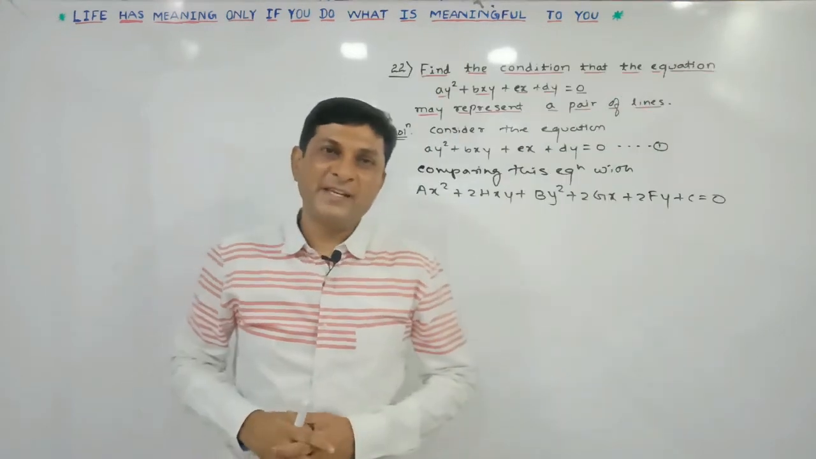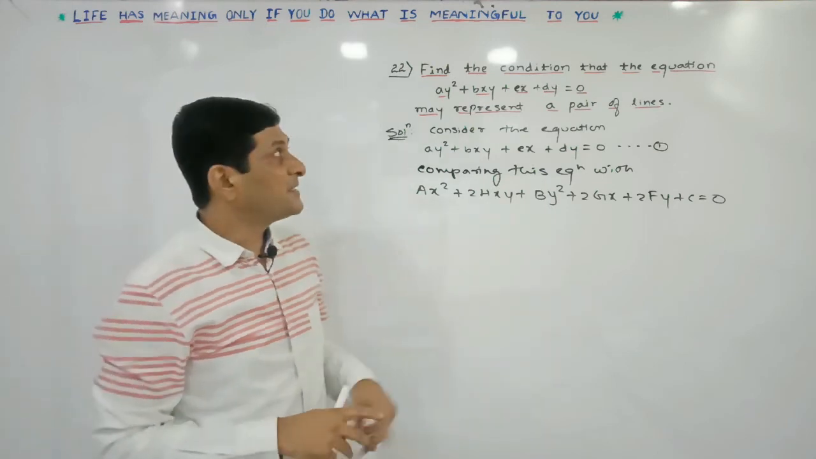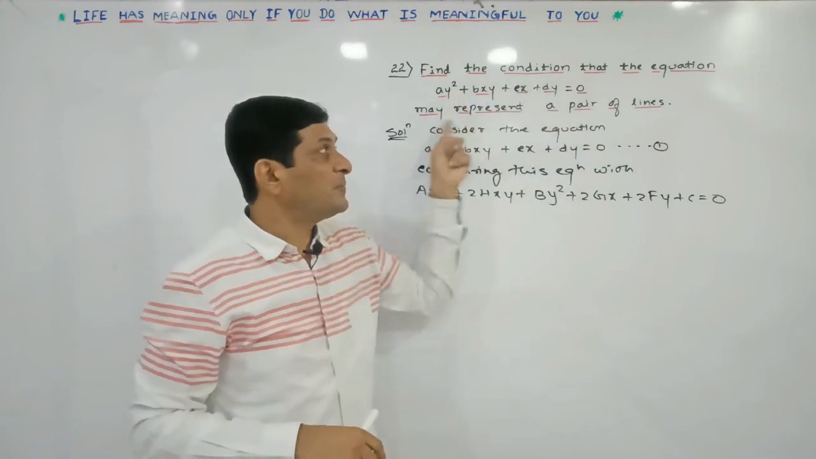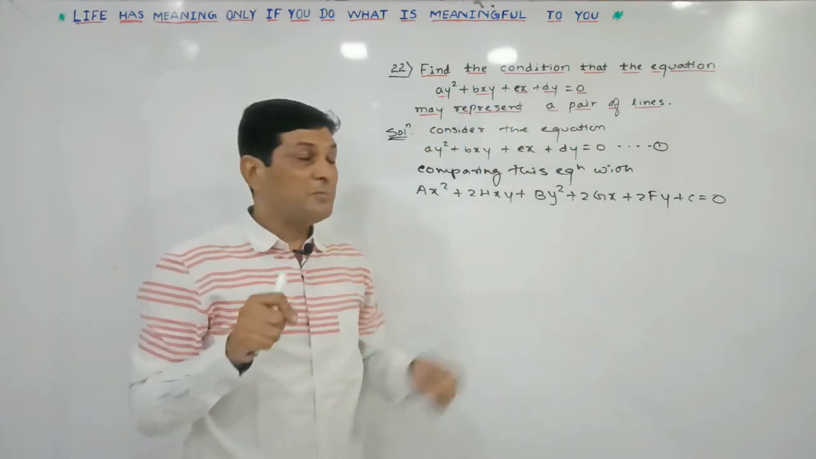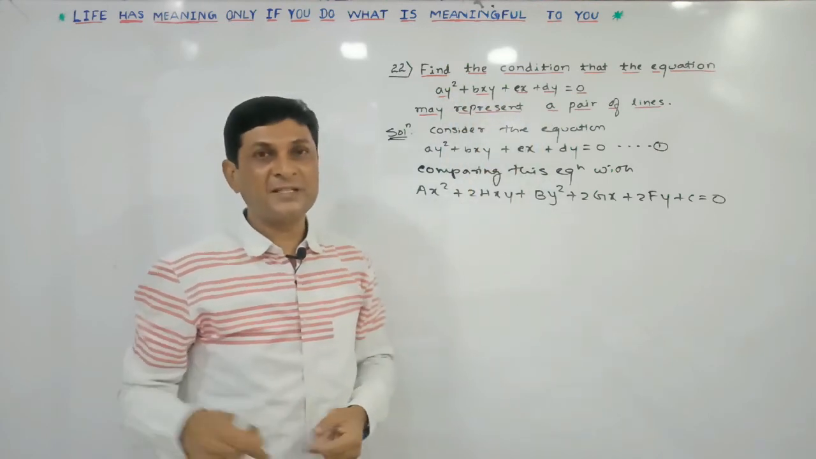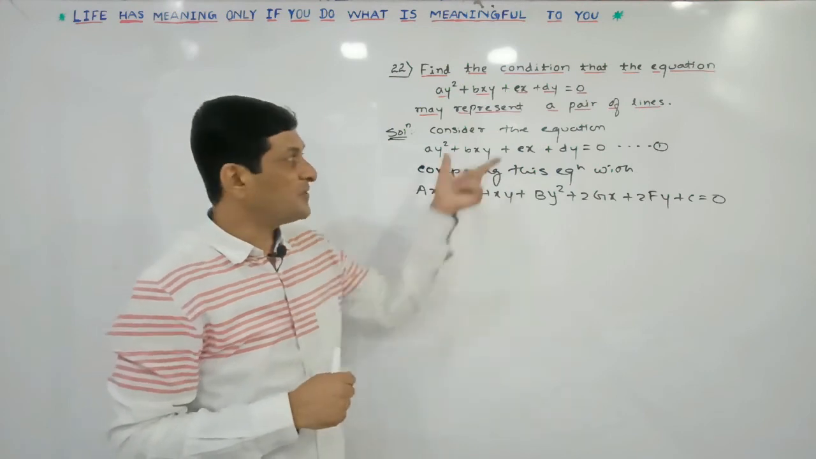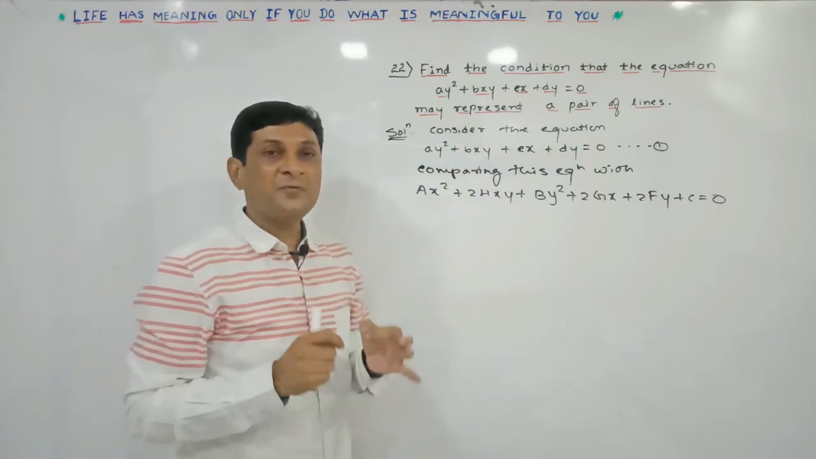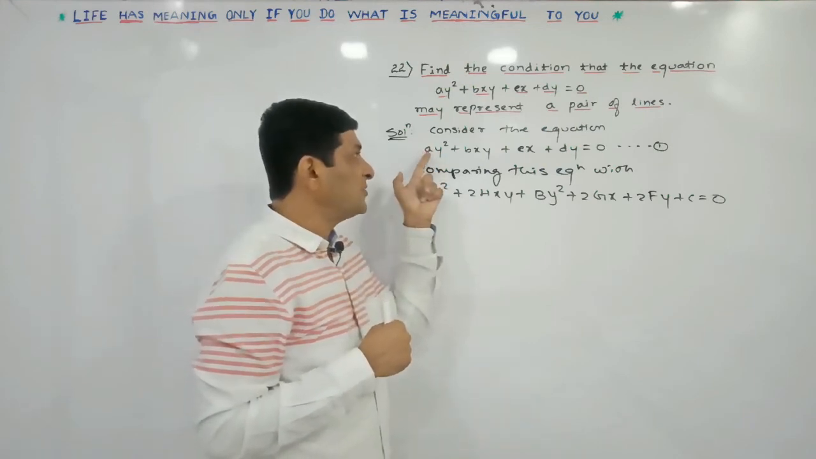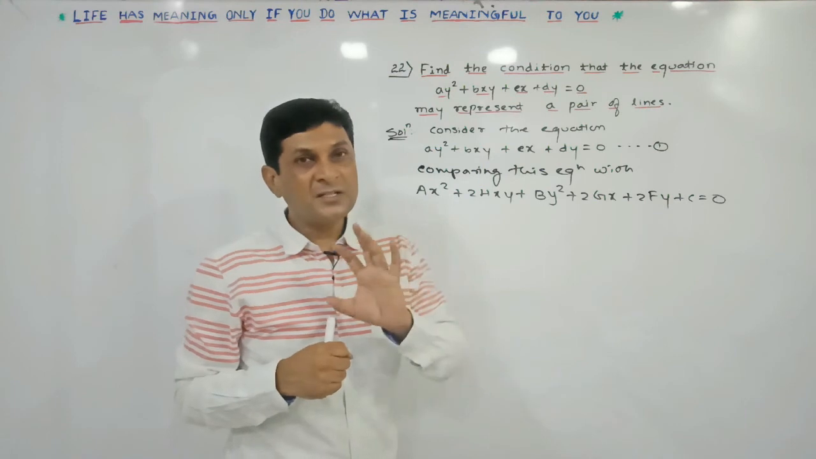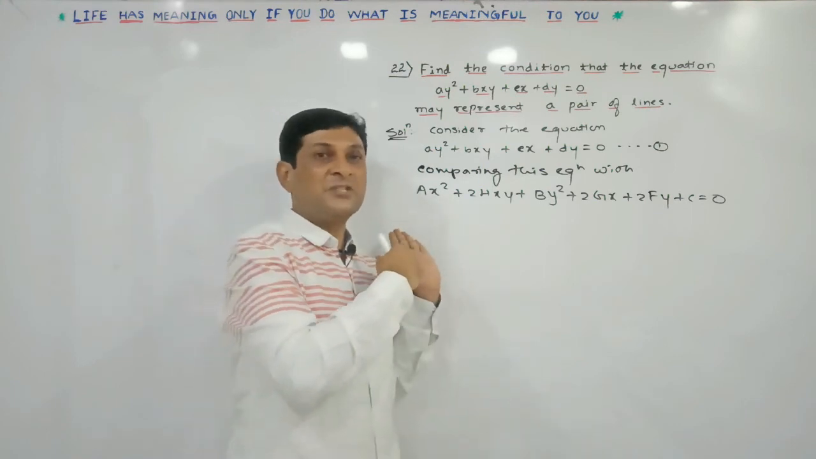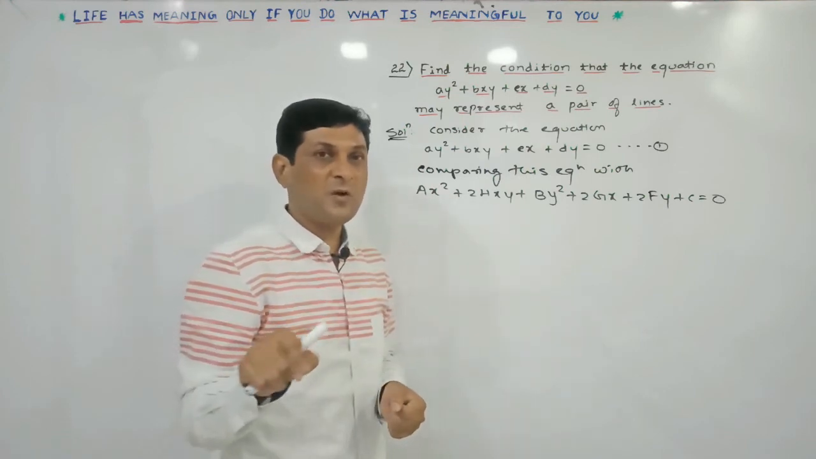Now let us try to solve example number 22. In this example, we have to find the condition that the equation represents a pair of straight lines. That means if this equation represents a pair of straight lines, the condition that is satisfied, we have to find here. So first consider this equation. If you observe this equation very carefully, here the coefficient of y square is denoted by small a. Generally small a represents the coefficient of x square, but here it is used to represent the coefficient of y square.